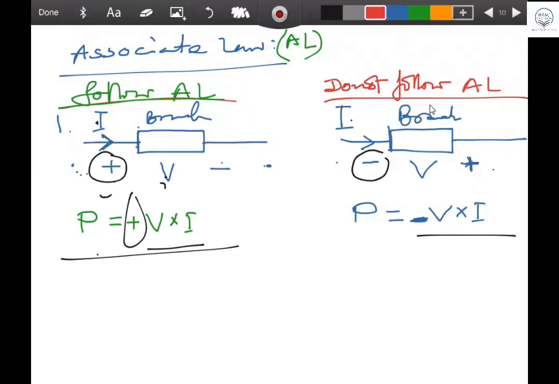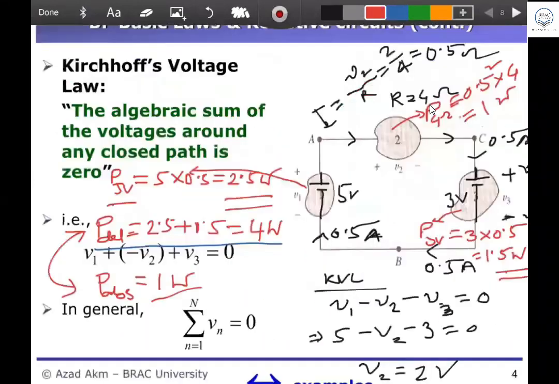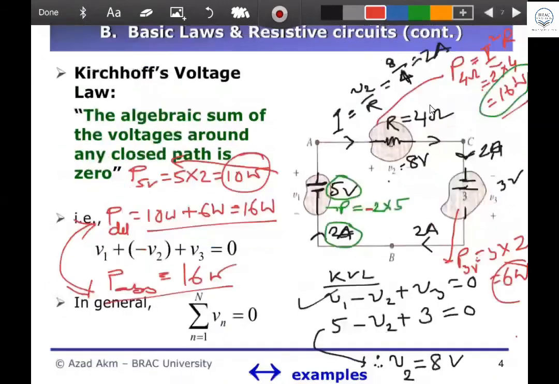Now this is negative, so it does not follow the associate law, which means we are getting a negative sign there. So what is that value? It is negative 10 watt. Similarly, this one will be what? This one will also be negative, isn't it? This current enters into this element, so it is 3 into 2, but a negative sign comes. So you are getting here minus 6 watt. So this is minus 10 watt, this is minus 6 watt. Adding these gives the negative power.